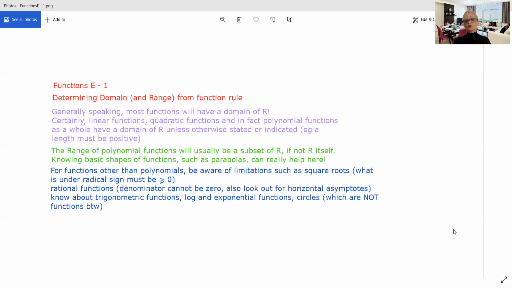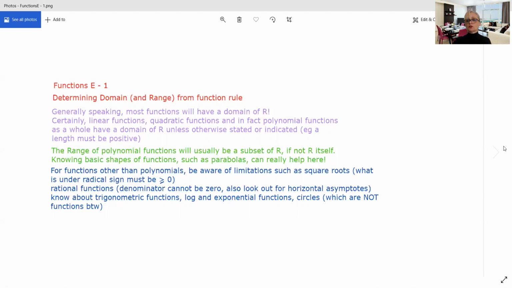For a rational function, the denominator cannot be 0. Also look out for horizontal asymptotes if you have a rational function. Know your basic features of your trig functions, your log and exponential functions, etc. Circles, of course, are not functions, but they are important relations that do come up from time to time. Know what they look like roughly, and what the various changes to the formula will make to your domain and your range.